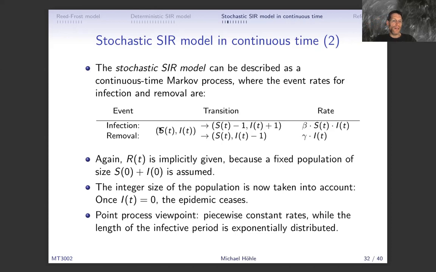So this is one way to describe this. If we are at a current state S of t, I of t, we're going to determine when something will change. And the first question is how can this actually change? There are two types of changes. One is that there's an infection. An infection means there will be one less susceptible afterwards and one more infectious afterwards. So that's the one type of transition we can have.